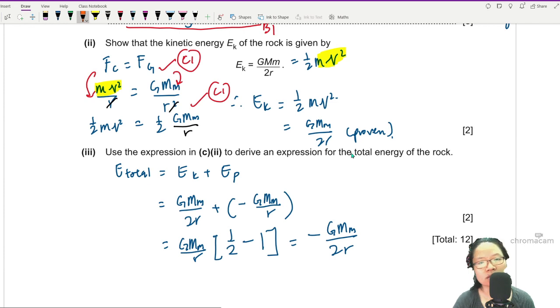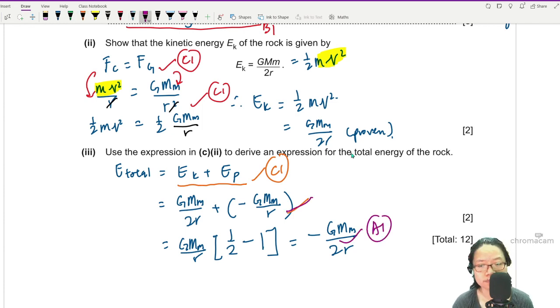I think if they see Ek plus Ep, if they are nice, you will get your C1 here. Then you substitute the right potential energy equation, leading to the final answer. This would be your A1. This is not the CIE mark scheme. This is just me stating that if I'm marking the paper, here is how I will award the marks. This question in its entirety is 12 marks.